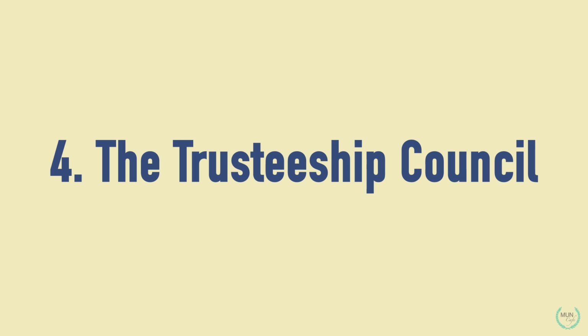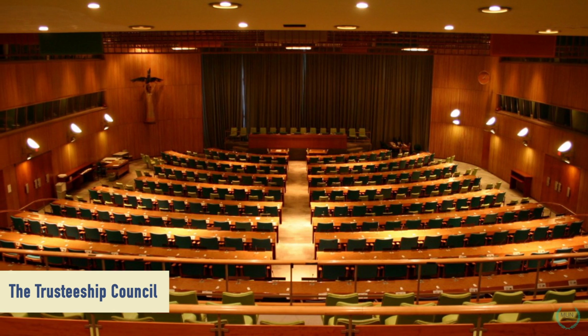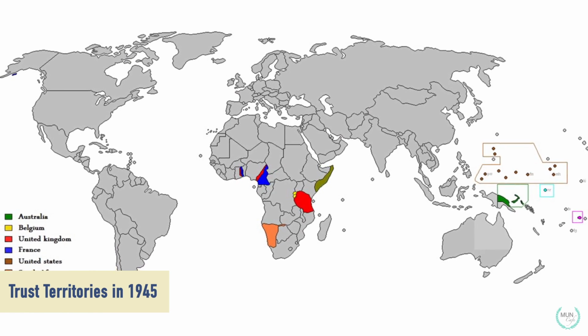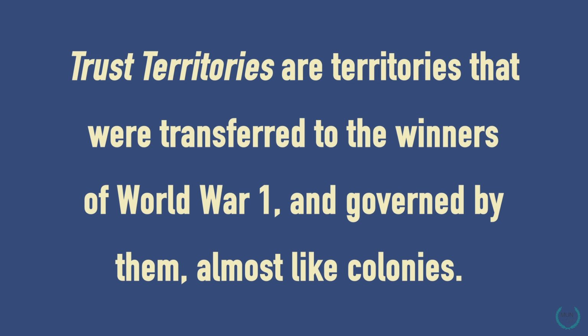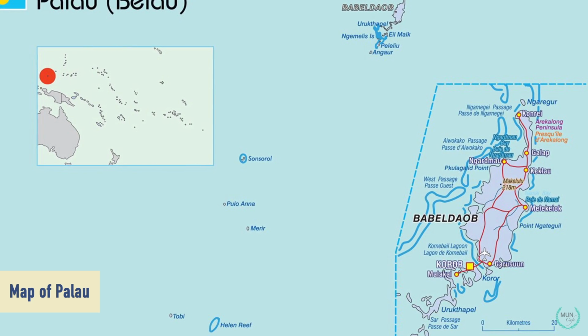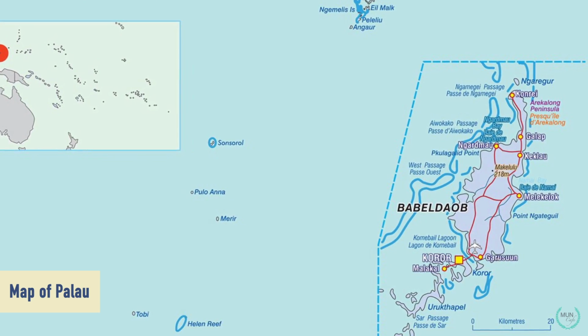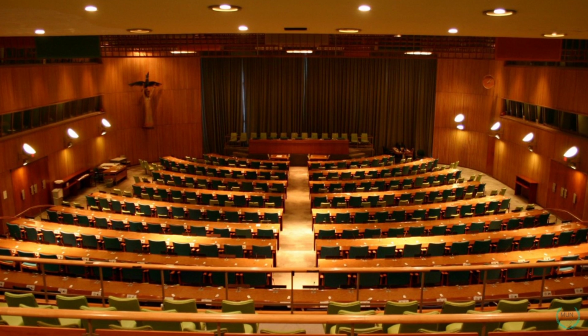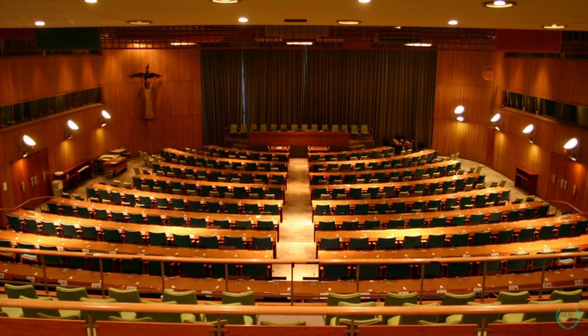economic development. The Trusteeship Council was established to ensure that certain countries or regions, called trust territories, were administered in the best interests of their people and in keeping with international peace and security. Trust territories are essentially territories that were transferred to the winners of World War I and were administered by those countries, almost like colonies. However, the Trusteeship Council ended operations in 1994 when Palau became a part of the United Nations. Today, the Trusteeship Council is a defunct organ, meaning that it doesn't have any function anymore and only exists on paper.